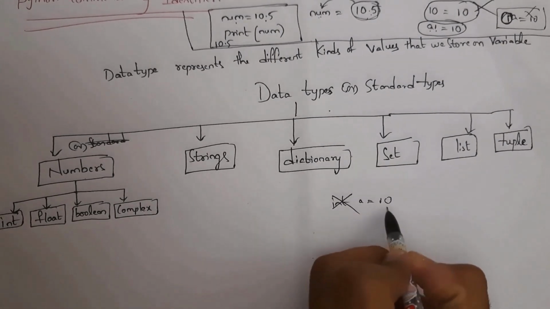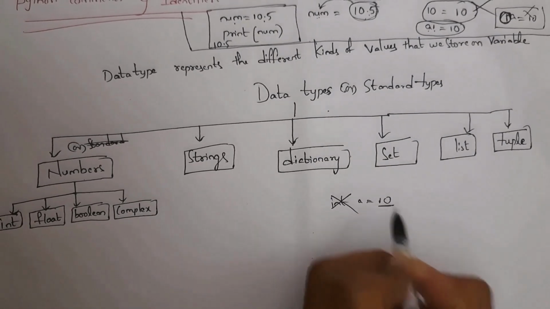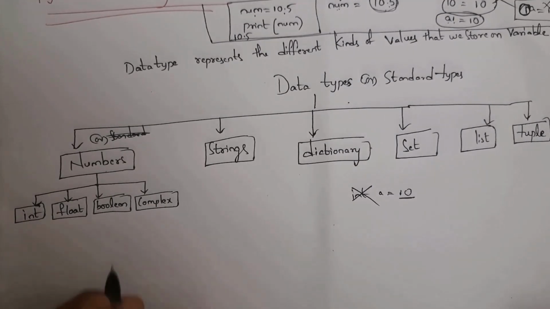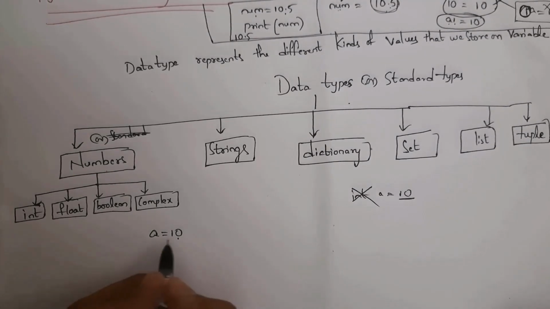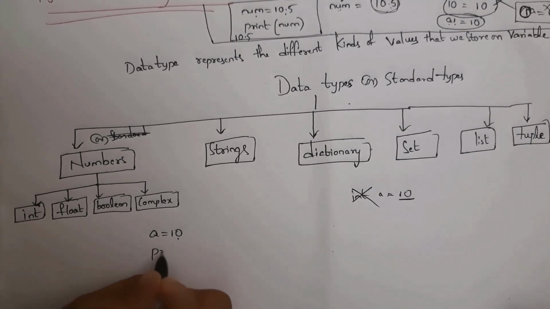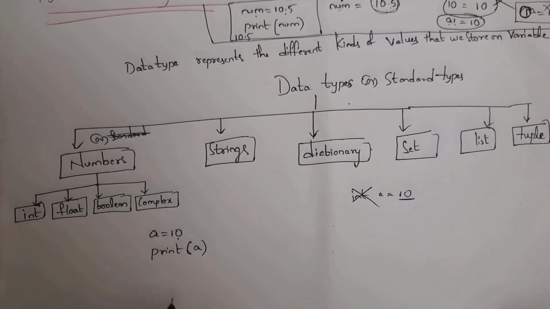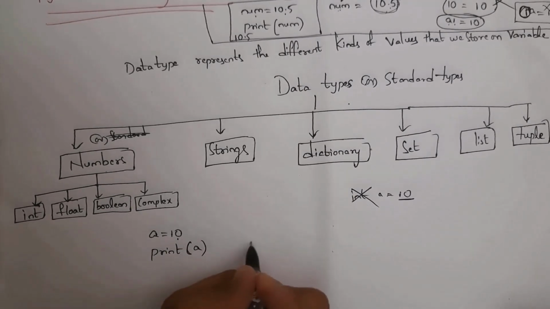Python can automatically understand what kind of data it is. At first I will explain integer data type. For example, here I written a equal to 10. This 10 is integer value. So in order to print value 10, you need to write print. This value 10 is present in variable a, so you need to write here a. Whenever you execute this program, then you will get output 10.